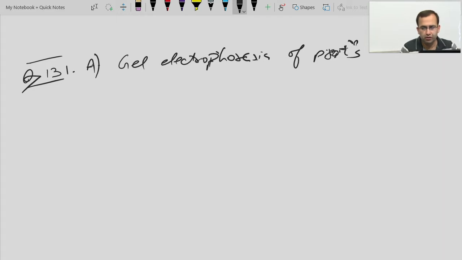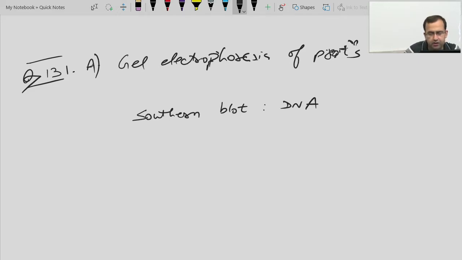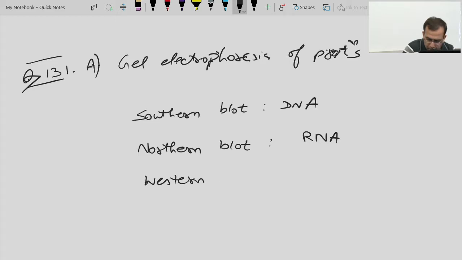So let us have a look at the various blots. Southern blot is for DNA. It's easy to remember: South India, DOSA. Southern blot, DNA. Northern blot is for RNA, whereas Western blot is for proteins. Easy, plain and simple.